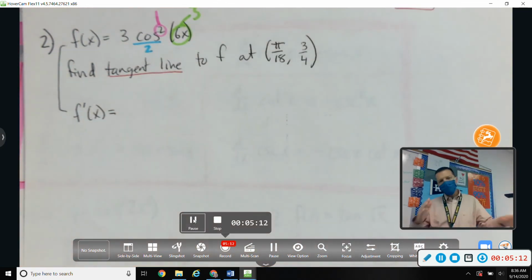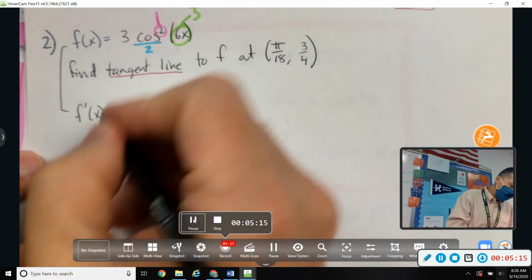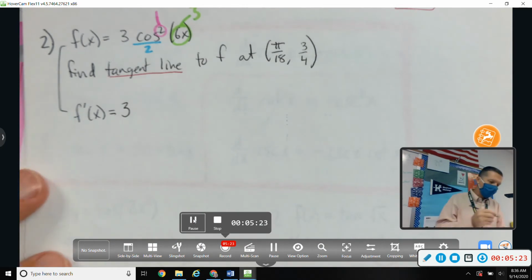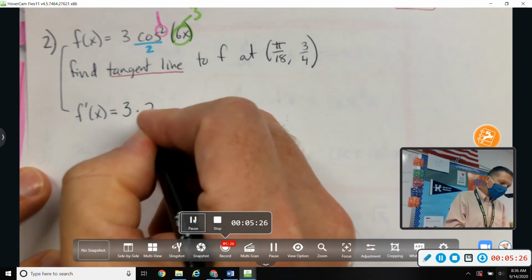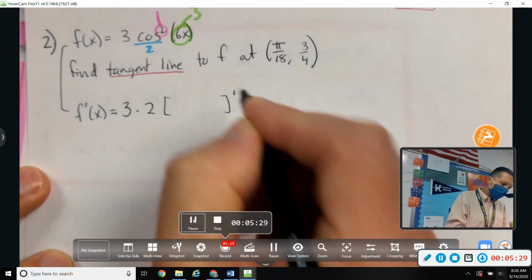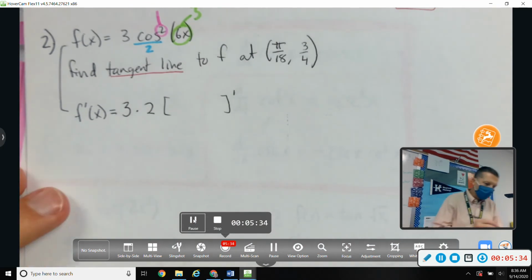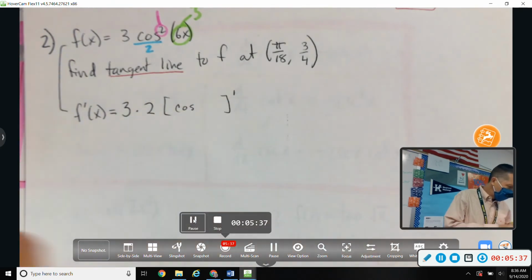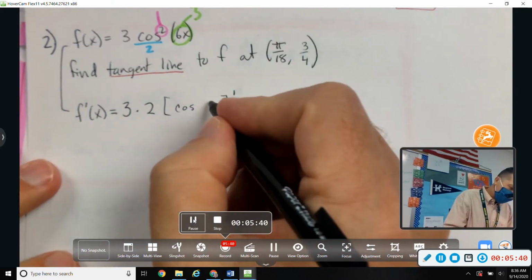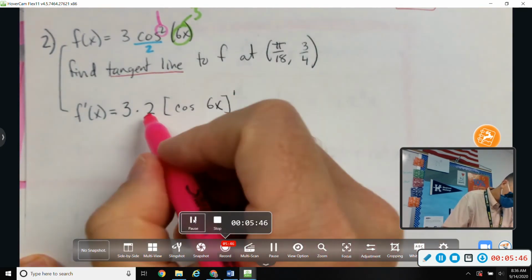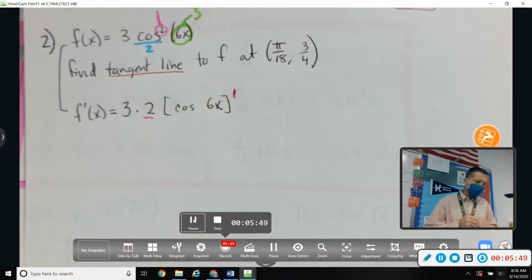So we've got to chain all of those pieces together. The 3 out front, that's just a coefficient that's just going along for the ride. So I've got something squared. That's the first thing I need to handle. Well, anytime I have something squared, the 2 comes down front. Whatever was squared is now to the first, so cosine of 6x. So the 2 and the first was the first chain, the outermost layer.